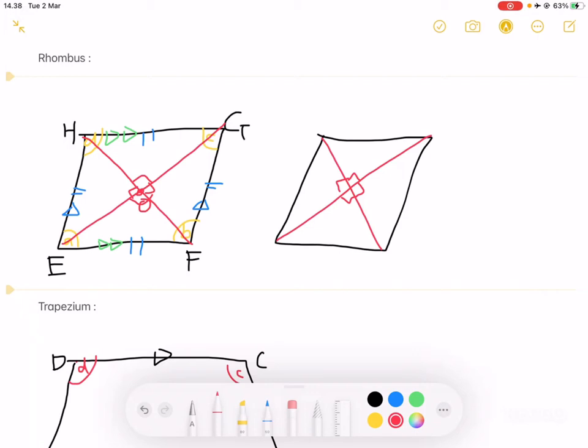And just like the parallelogram, the diagonals bisect each other into two pairs of equal parts. So this bit must be equal to this bit, and this bit must be equal to this bit.